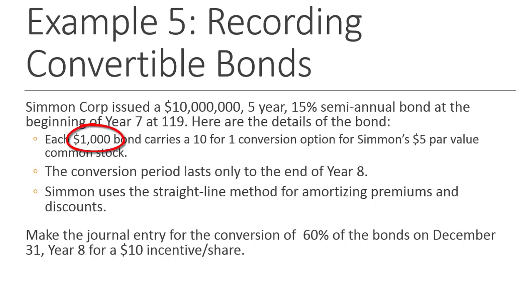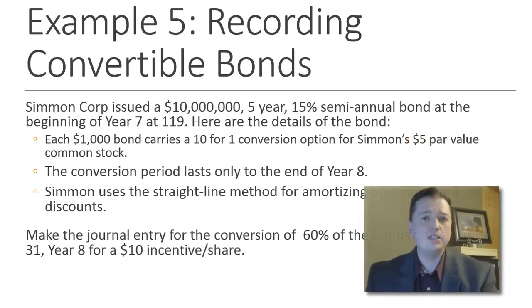Each $1,000 bond, again, that's the standard. We assume they're $1,000 bonds, but this time I've made it explicit, carries a 10-for-1 conversion option for Simon's $5 par value common stock. The conversion period only lasts to the end of year 8. And this is pretty common for debt. Usually I put some kind of a limit on there. I don't want people receiving 9.5 years of payments and then converting in the last month.